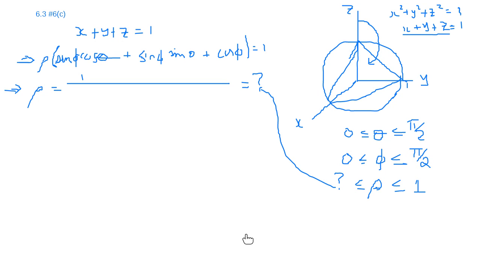That long expression: sine phi cos theta plus sine phi sine theta plus cos phi. Okay. Yeah, the rest you can do on your own, also with the help of the solution that's provided.